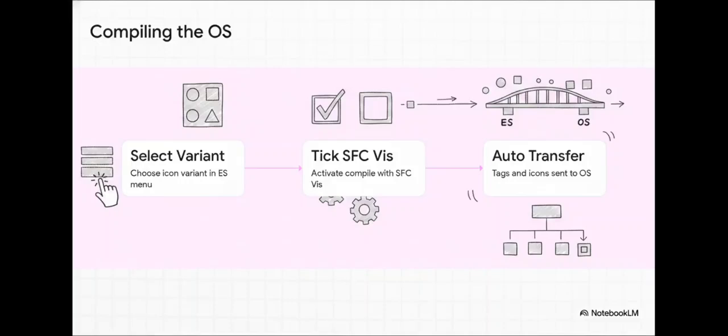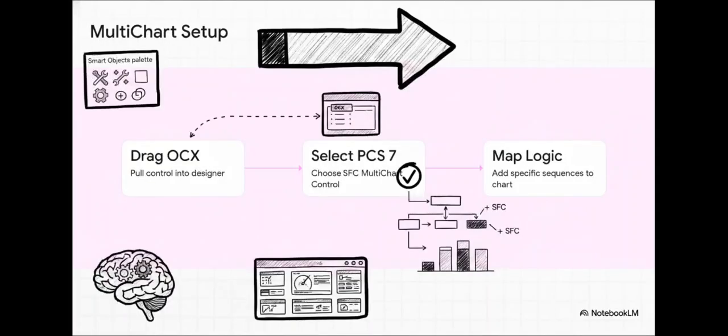First, you pull up the SFC shortcut menu on your engineering station and select your preferred block icon variant. Second, when you go to compile the OS, you absolutely must make sure that SFC visualization checkbox is ticked. If you do that, step 3 happens basically by magic. The system automatically transfers the required tags, messages, and your selected block icons, generating them right onto the corresponding process picture based on your plant hierarchy. It is beautifully automated. Now let's see how things change when we build out that multi-chart overview.